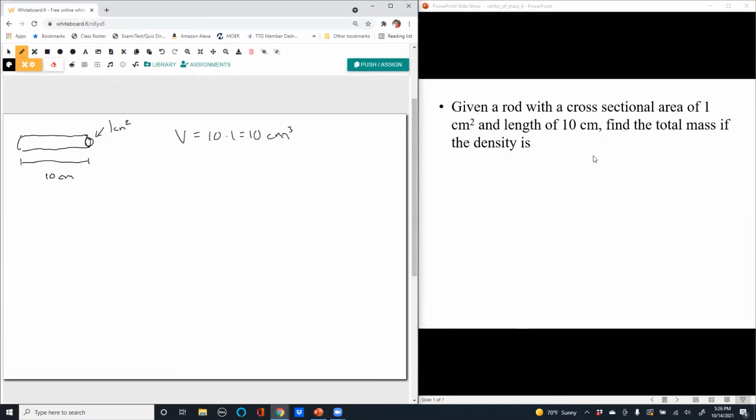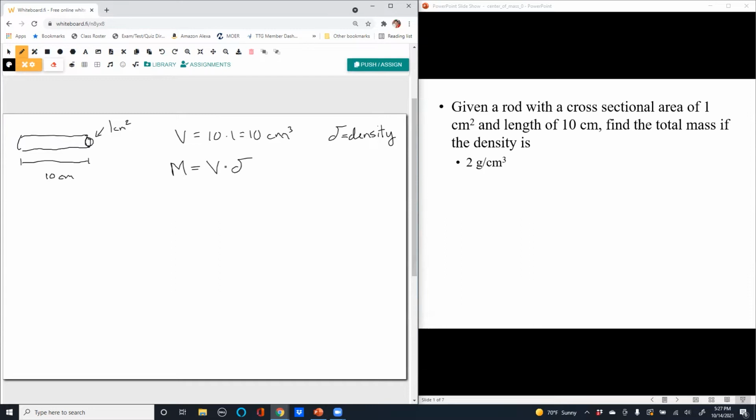All right, now let's talk about finding the total mass, and we're going to look at it in a couple different cases. Number one, let's just say the density is 2 grams per centimeter cubed. All we need to do to get the total mass here is multiply the volume times the density, and I'm going to use delta for density. Sometimes you'll see a delta, sometimes you'll see a rho for density.